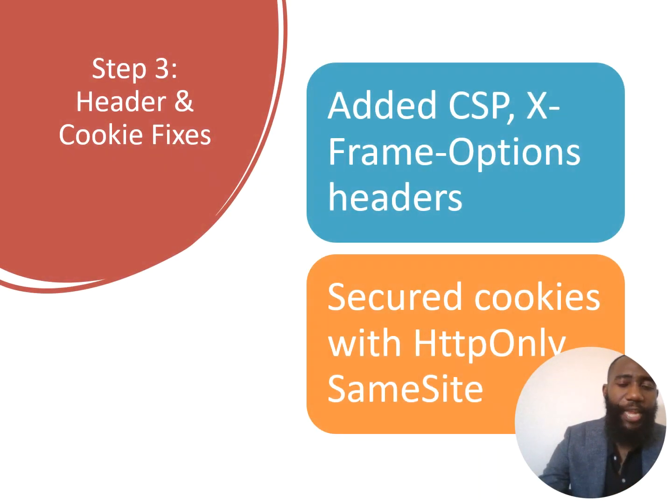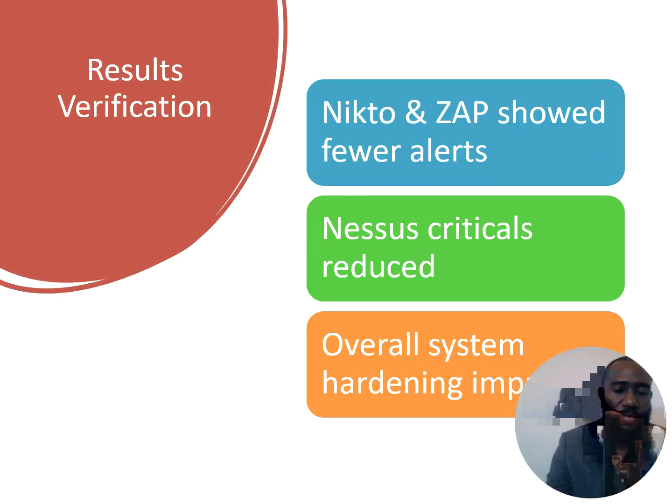To fix security headers, it is important to edit Apache configuration files. For cookies, it's necessary to add HttpOnly and SameSite attributes in application scripts where applicable. Post-mitigation scans confirm the improvements. Nikto showed fewer findings, ZAP reported fewer medium risks, and Nessus flagged fewer critical vulnerabilities. The system as a whole is now harder to exploit.